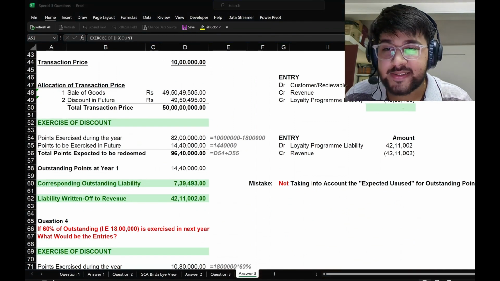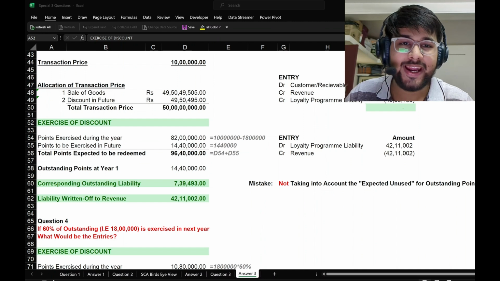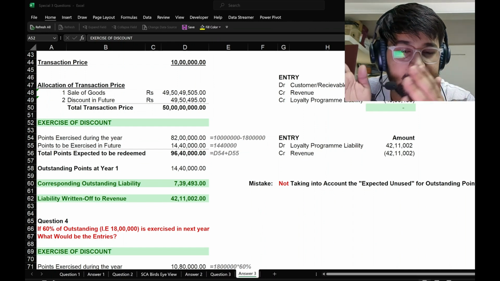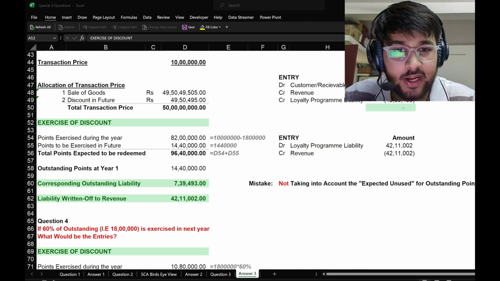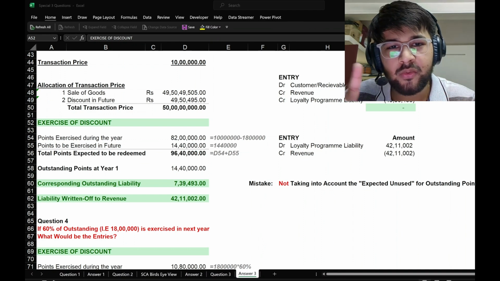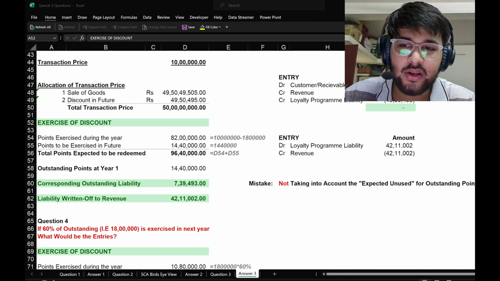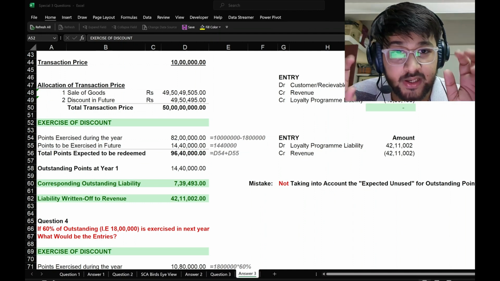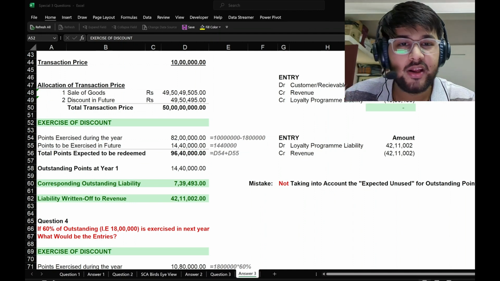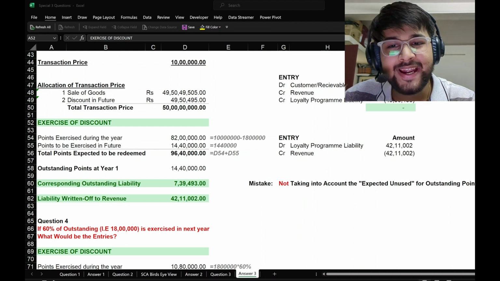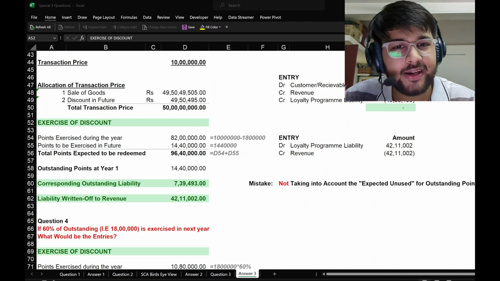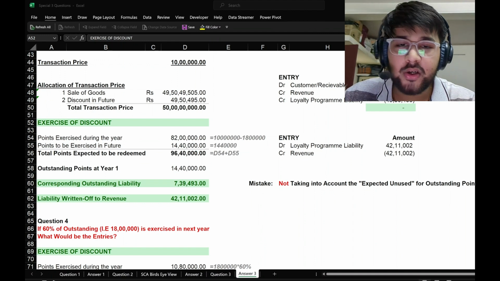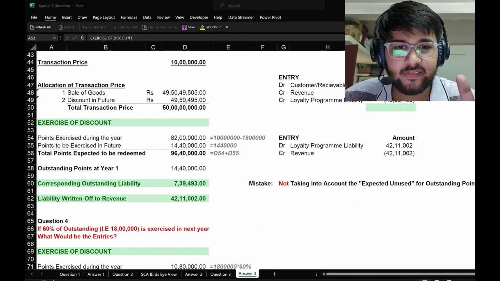So points excised during the year would be 82 lakhs, as 1 crore points were granted and the remaining are 18 lakhs at the end of the period. So 82 lakh points have already been excised. The remaining points expected to be excised in future are 14.4 lakhs, which is 80% of your 18 lakhs. The total points to be excised during the whole life of the contracts is 96 lakh 40,000.